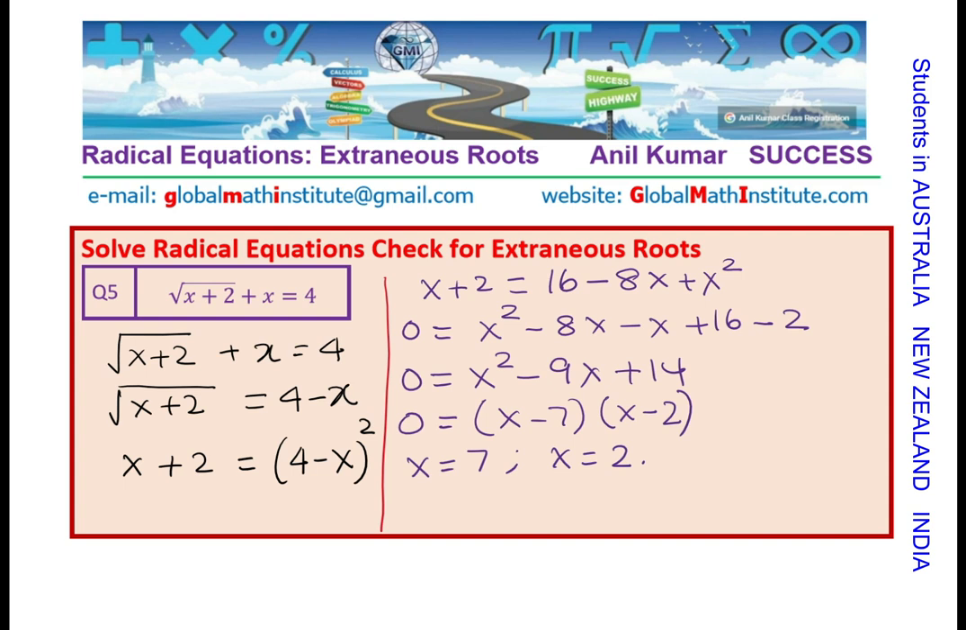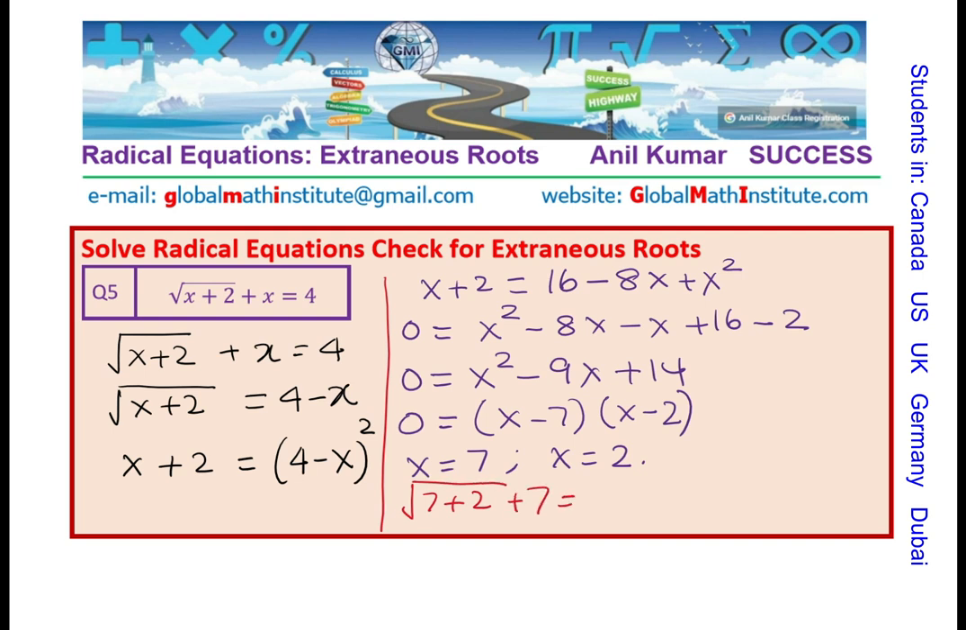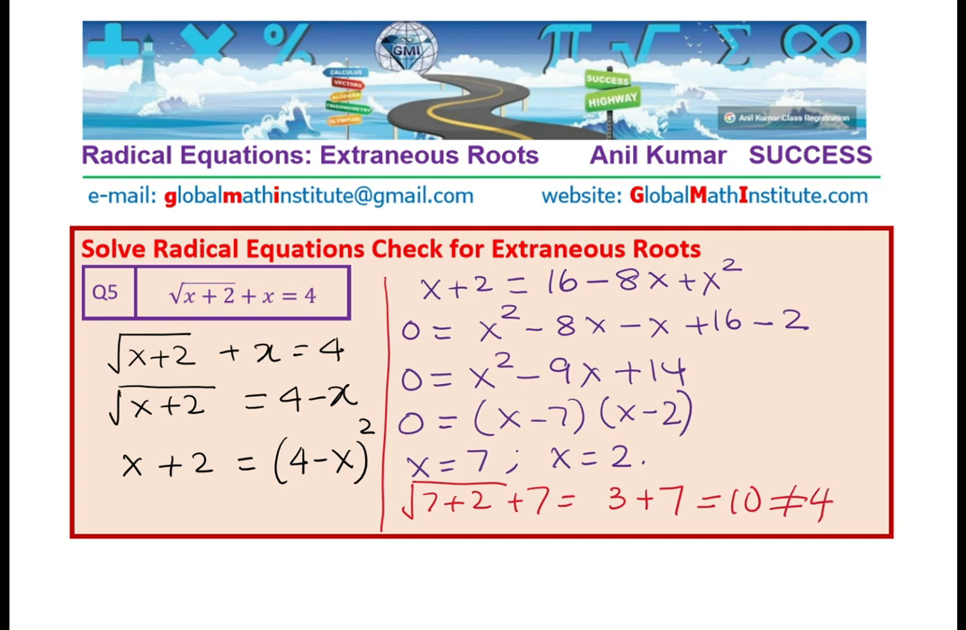However, we have to check whether it is right or not. So let us now check. If I substitute 7, what really happens? I get square root of 7 plus 2, plus 7. We are putting x as 7 in this equation. So 7 plus 2 is 9, square root of 9 is 3, and 3 plus 7 is equal to 10, and it is not equal to 4. So clearly, this is an extraneous root.